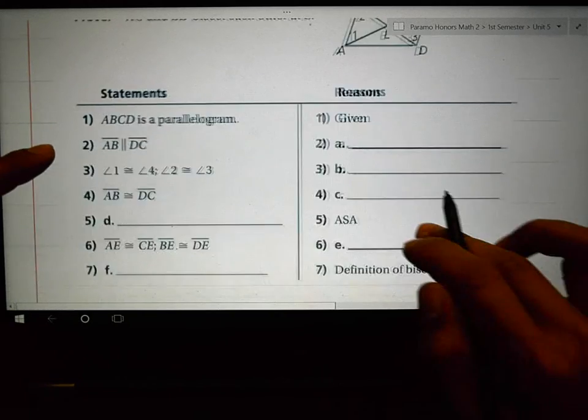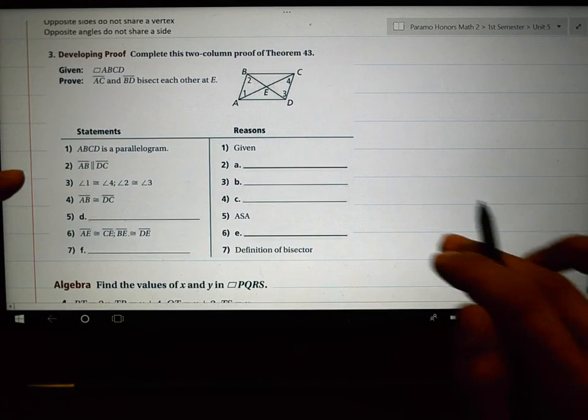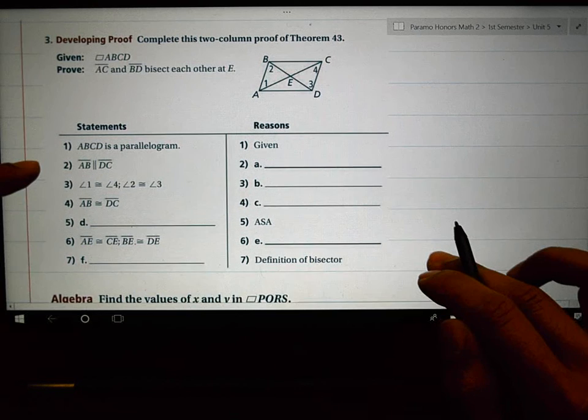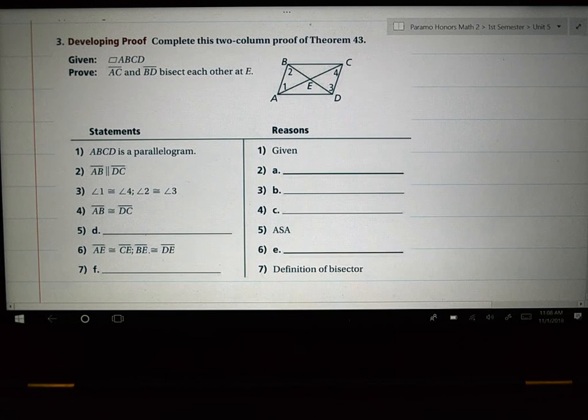Number 3, the reason why I chose it is because it's a proof. And I know that some of you still have some issues with proofs, and they do not go away. They will be on almost everything all the way through the end of the semester. So we might as well get used to it, and you're getting better at them, I'll be honest with you.